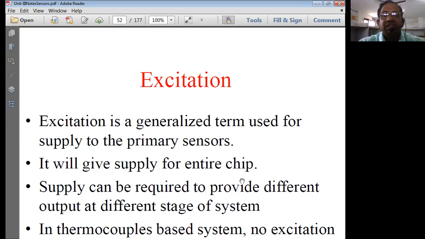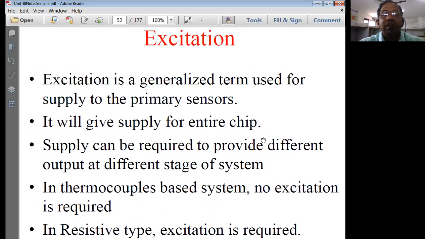What do you mean by excitation? As I spoke earlier, excitation is nothing but applying the supply voltage from the external world. Excitation is a generalized term used for the supply to the primary sensors, normally used for supplying energy to the primary sensor.